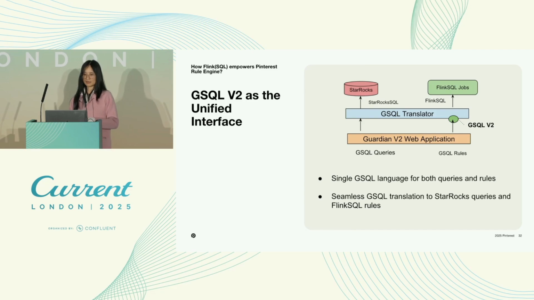From a user perspective, they only know about that, and they use GSQL to interact with the query and rules. Behind the scenes, a lightweight GSQL translator will perform the translation for both rules and queries so the backend software could execute. For instance, it will translate GSQL into a StarRocks query for analytics and translate GSQL into a Flink SQL statement for data processing.